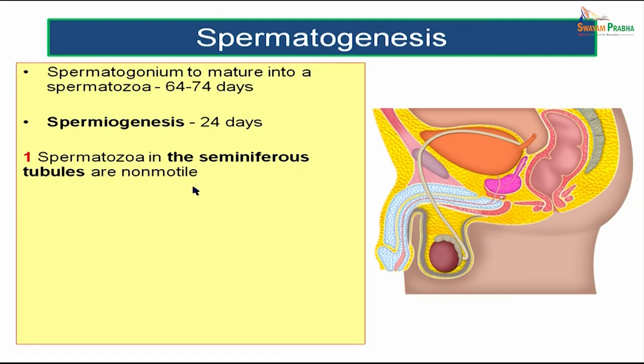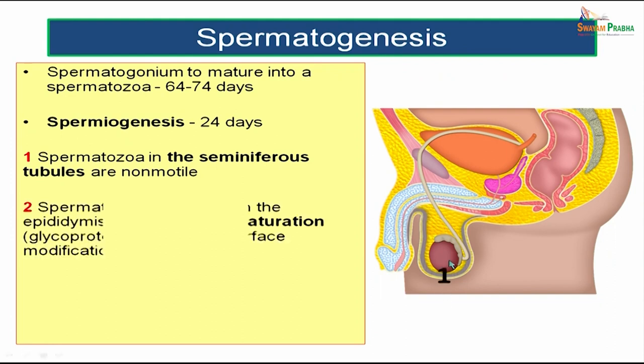The spermatozoa will be first in the seminiferous tubules of the testis. So, this is the testis, and you will be having numerous seminiferous tubules within the testis. It is inside the seminiferous tubules that you have the formation of spermatozoa. At the time of formation of spermatozoa, they are non-motile. They are not capable of motility.